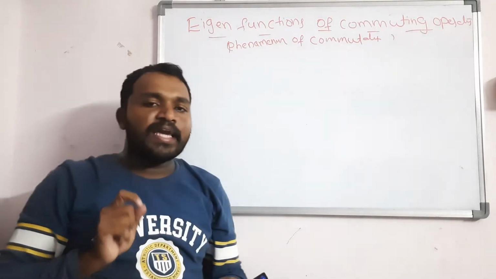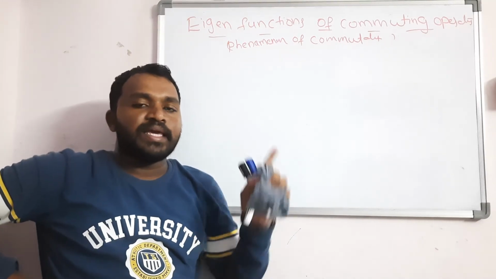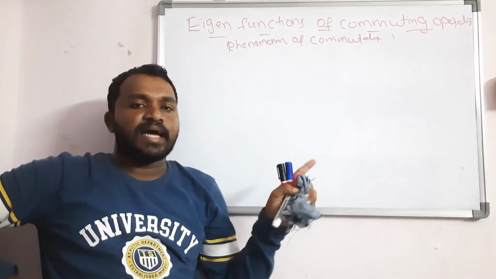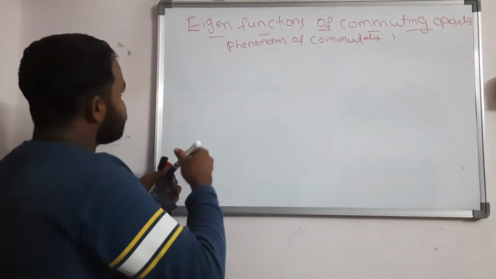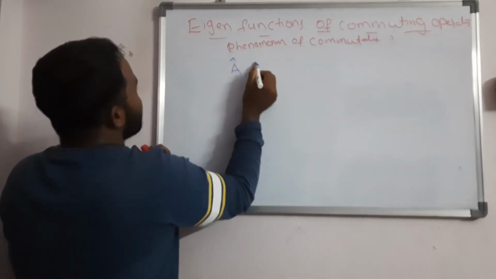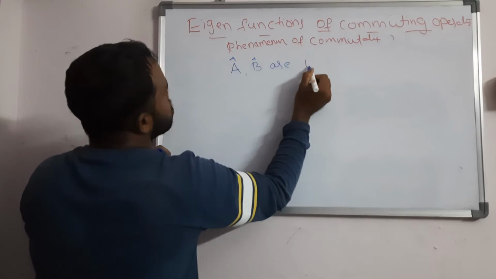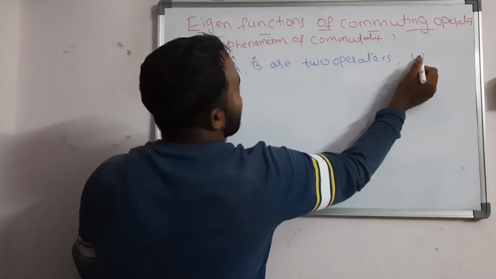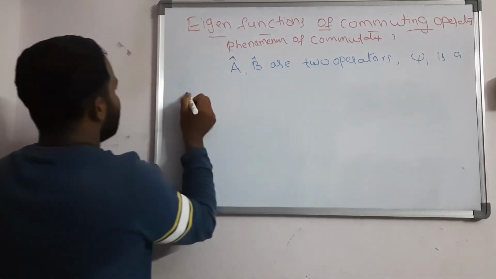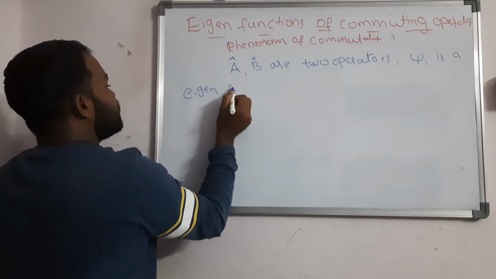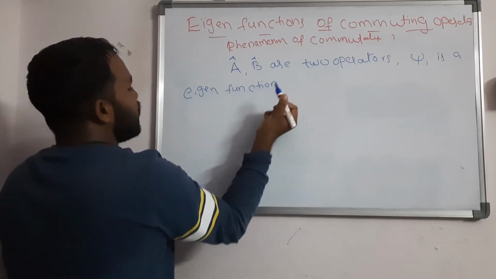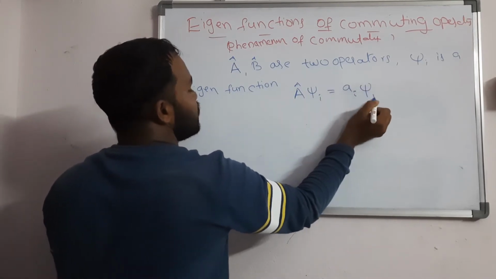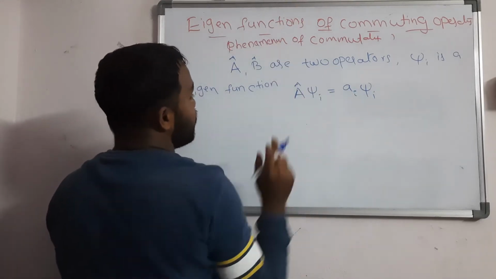So let A cap and B cap be two operators, and psi i is the eigenfunction. You should write psi i is an eigenfunction. Then first, A cap psi i is equal to ai into psi i.